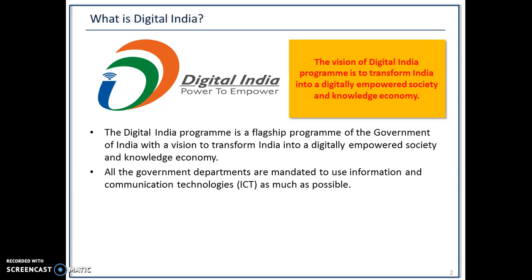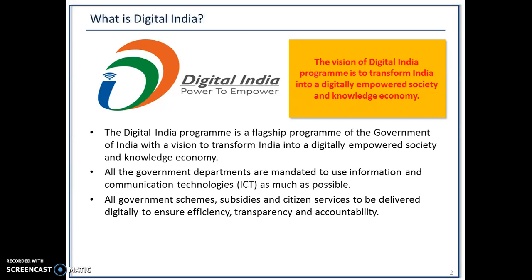So all the government departments are mandated to use information and communication technologies as much as possible. All government schemes, subsidies and citizen services are to be delivered digitally to ensure efficiency, transparency and accountability. See, right now one of the biggest problems facing India is corruption. And why does this corruption happen? Because there is no transparency, right?